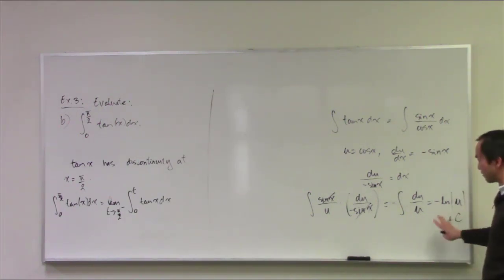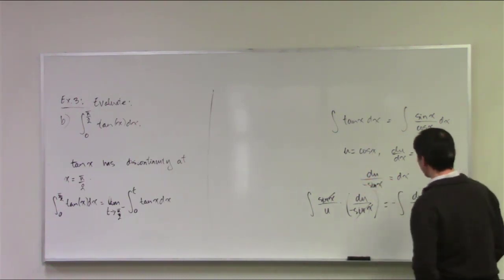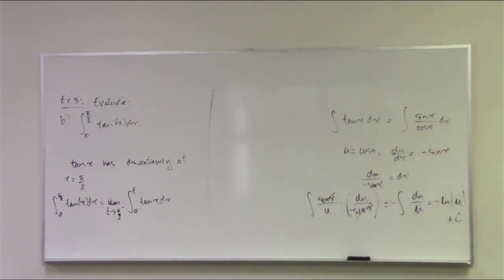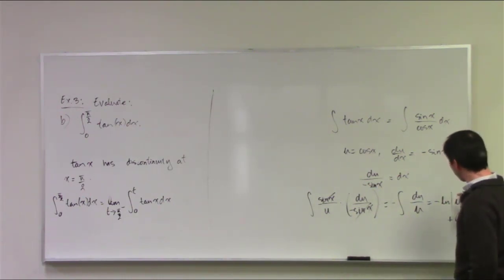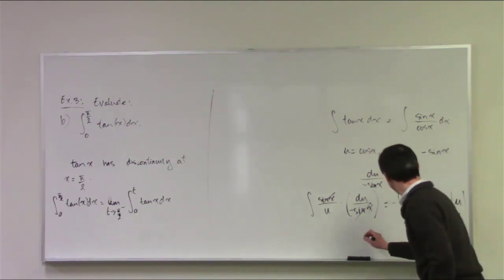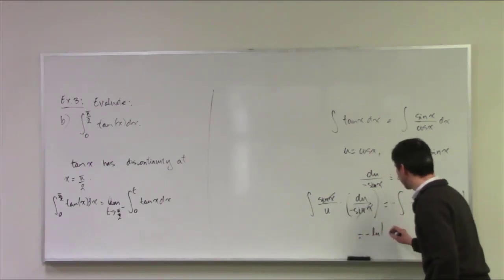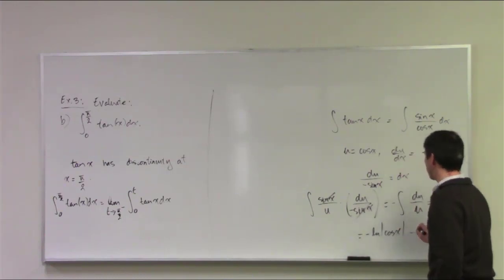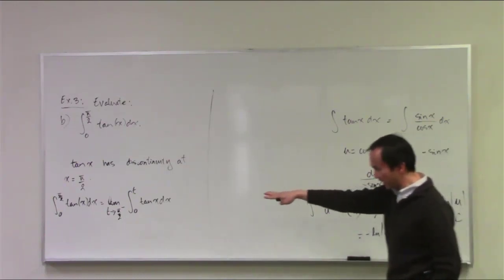And so we don't really need the plus c in a real situation of that definite integral. But keep in mind that u right here is cosine. So it's minus natural log, absolute value of cosine of x, plus c. So I'm going to bring this result into our problem.